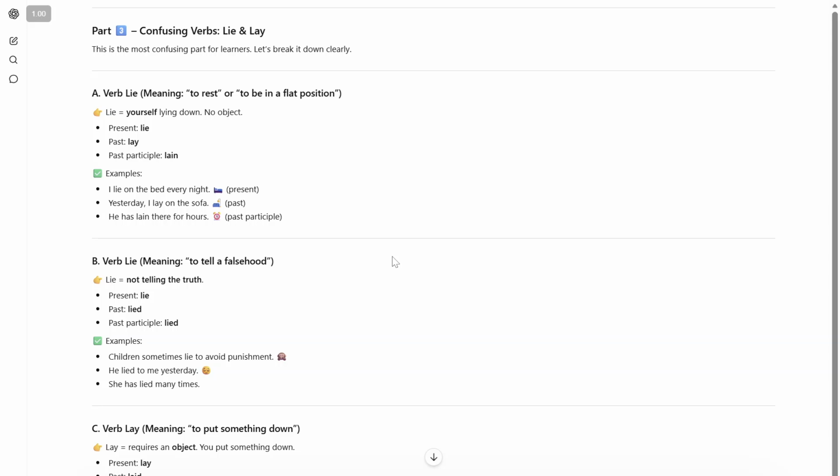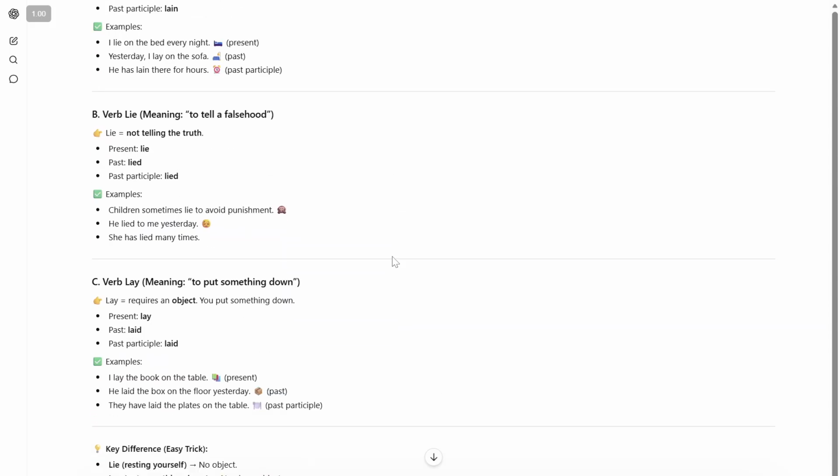C. Verb lay, meaning to put something down. Lay requires an object. You put something down. Present: lay. Past: laid. Past participle: laid. Examples: I lay the book on the table. He laid the box on the floor yesterday. They have laid the plates on the table. Key difference, easy trick: lie is resting yourself, no object. Lay is putting something down, needs an object.